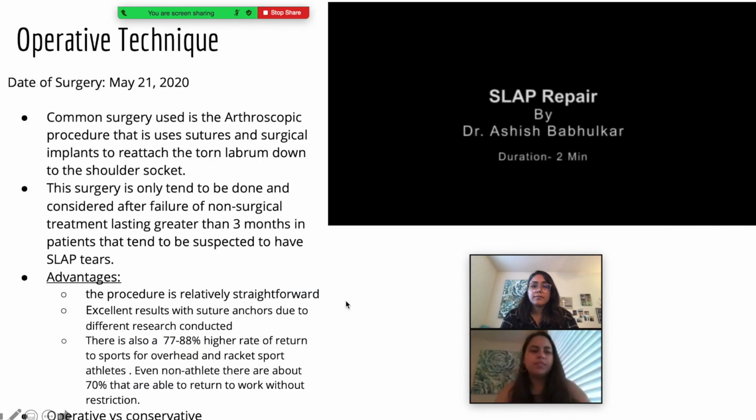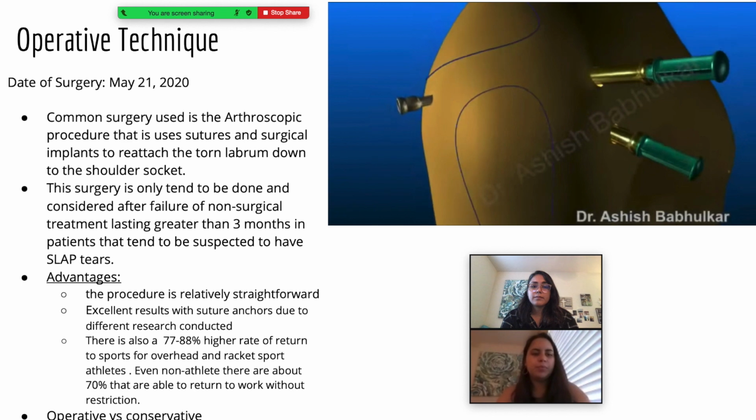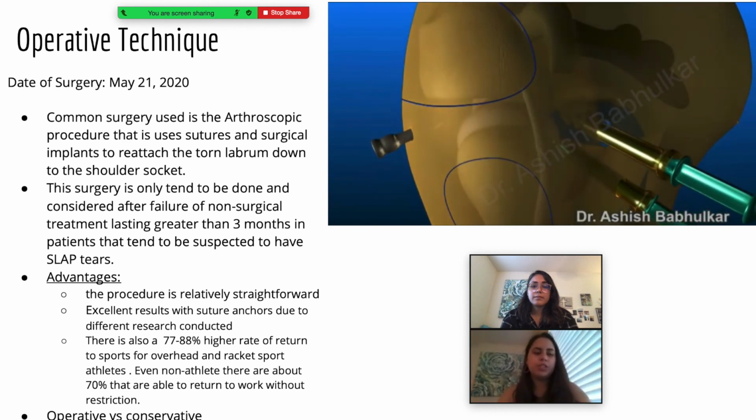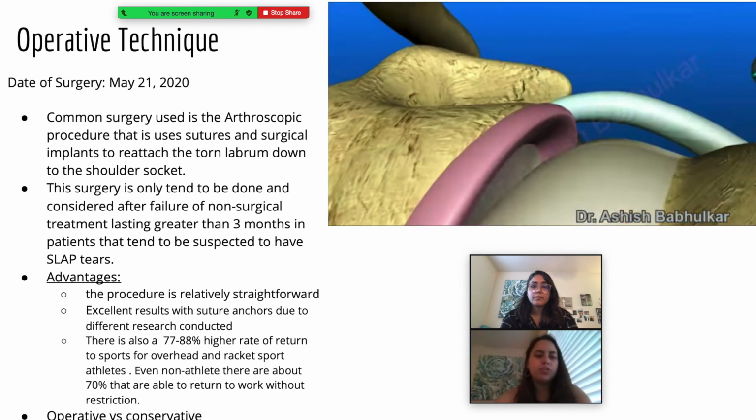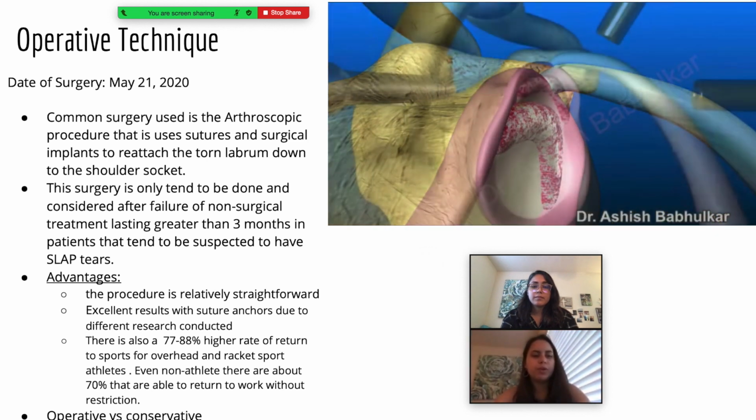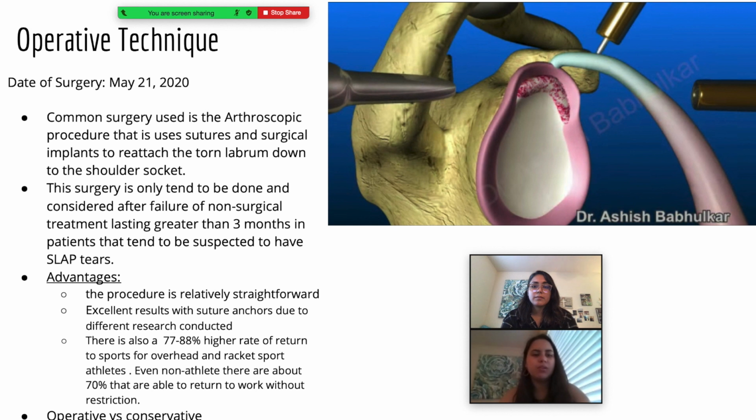The operative technique that we will be doing is the arthroscopic procedure, and the date of surgery for this patient was May 21st, 2020. This is a common surgery that uses sutures and surgical implants to reattach the torn labrum to the shoulder socket. This surgery tends to be considered only after failure of non-surgical treatment lasting greater than 3 months in a patient suspected to have a SLAP tear.